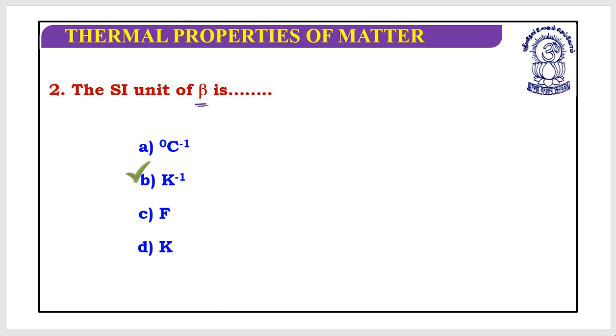The SI unit of beta. Yes, it's Kelvin inverse. The SI unit of alpha as well. It's Kelvin inverse, as well as degree Celsius inverse. But if they have not mentioned SI, I could write degree Celsius inverse. As they have mentioned SI, I could not write degree Celsius inverse. Yes, I hope this is clear.